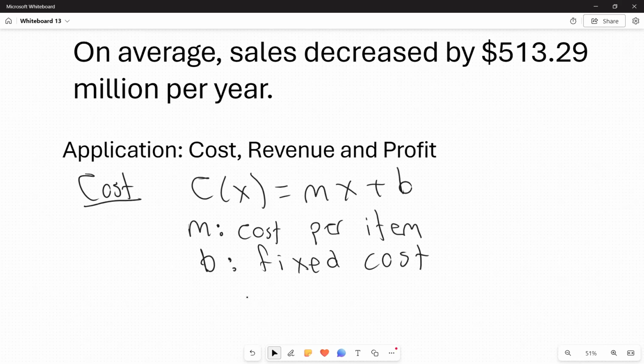Examples of cost per item, or variable cost, and the factors that affect them, could be the cost of material, how much material you buy, and how much electricity you need to produce items. Fixed costs could be employee salaries, rent, those types of things that you're going to pay no matter how many items you produced. So that's the cost function.